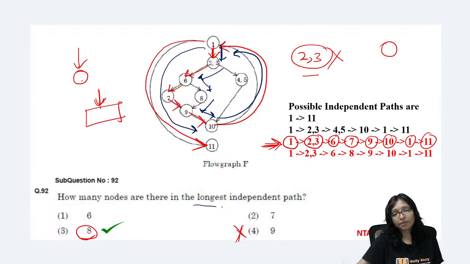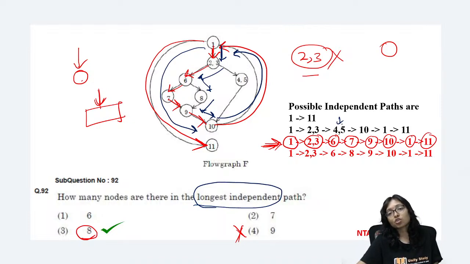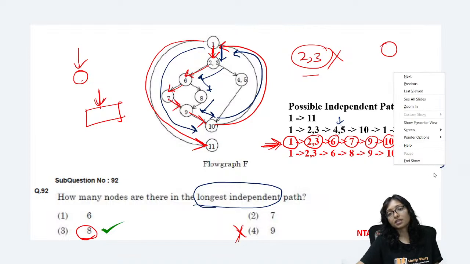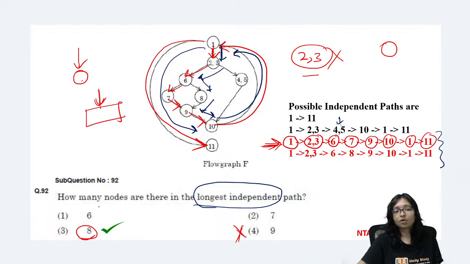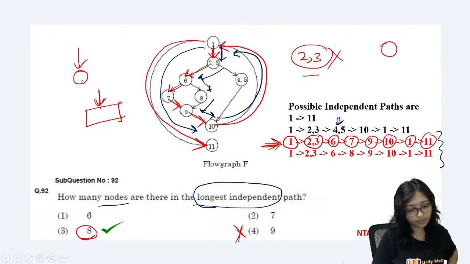You have to think about the longest independent path. The 4, 5 was here, but it is not the longest one. These two are the longest ones. In the longest independent path, how many nodes are there? So in the longest one, 4, 5 is not coming. Why will I count 5?